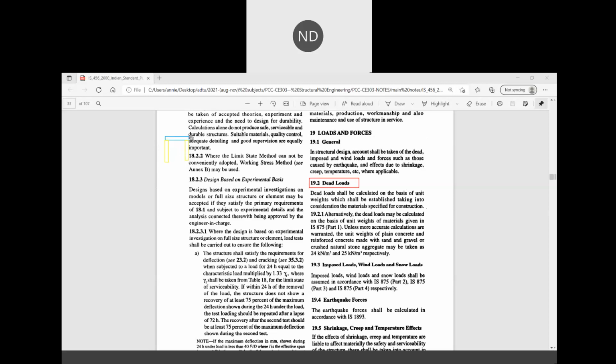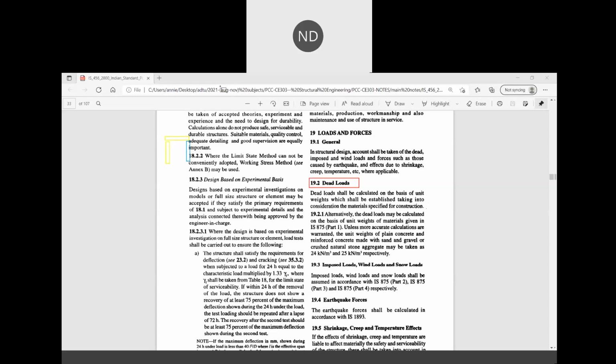So these are known as your dead loads, and to calculate these dead loads, we have to know the unit weight of the materials used inside this column. That means the concrete and steel. So the unit weight of concrete, all these combined together will give you the total dead load of your structure. So this is nothing but your dead load.